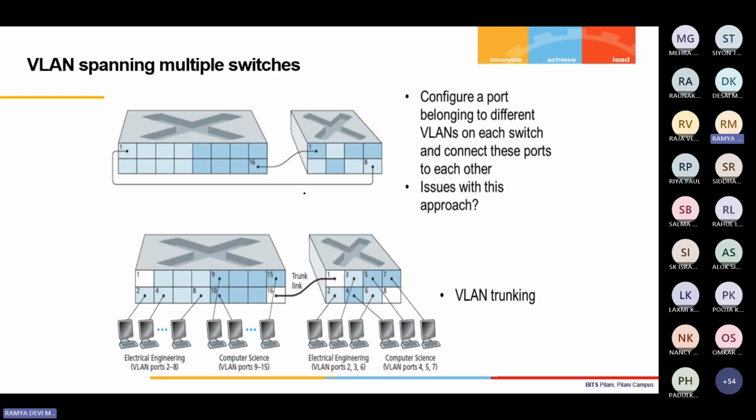In this example, port 2 on switch 1, as well as port 16 and port 1. Two switches are there, and port-to-port VLAN connections can be given. So port 16 on switch 1 is connected to port 1 on switch 2.